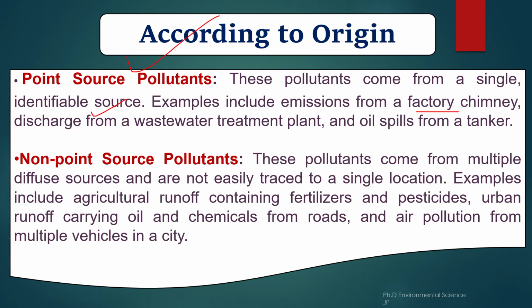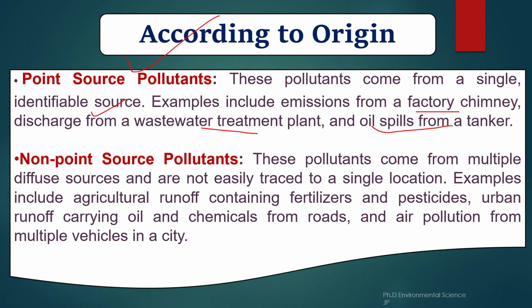Pollutants released from factory chimneys, such as smoke, particulate matter, and chemicals, can be identified and controlled at their origin. Then wastewater treatment plant discharge. Effluents from wastewater treatment plants are discharged through specific outfall pipes into the water bodies, allowing for targeted regulation and treatment. Oil spills from tankers are a point source of pollution that can be directly attributed to the specific vessel responsible for the spill, facilitating response and cleanup efforts.